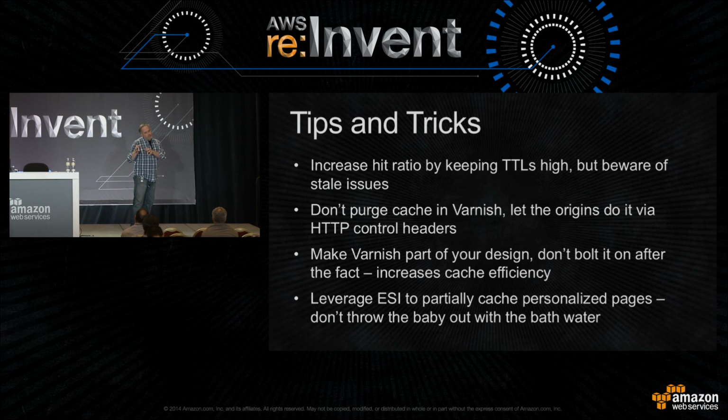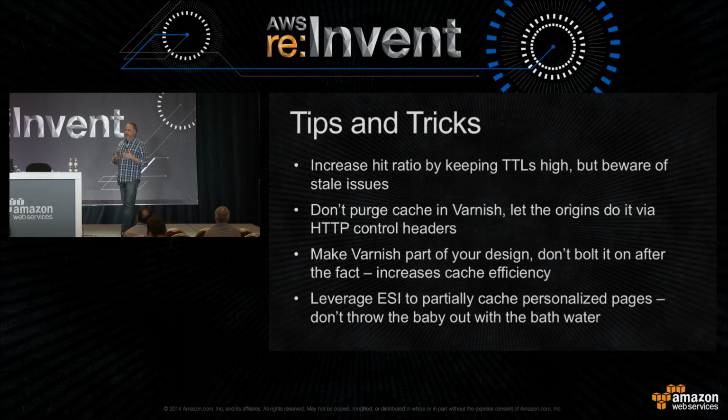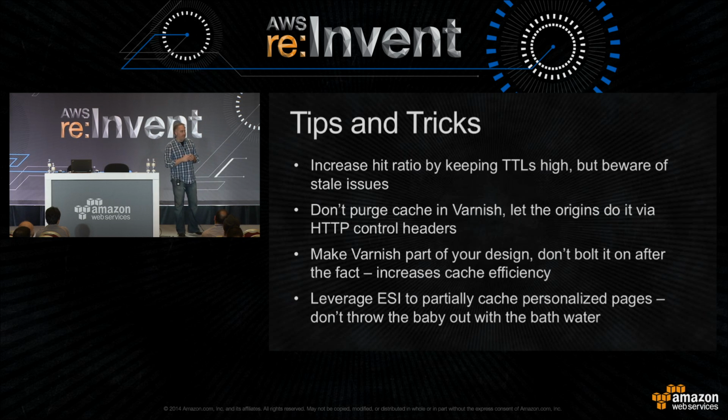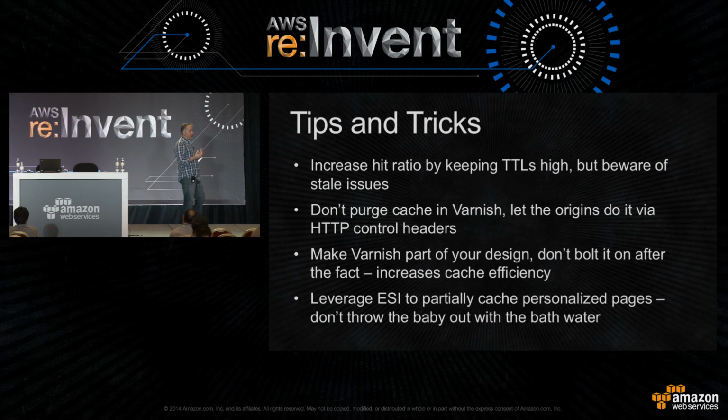So if the origins control the life cycle of how long that data lives, you can push it all downstream, and I have a diagram that shows just that. So don't purge your cache in Varnish. It's a very expensive operation.